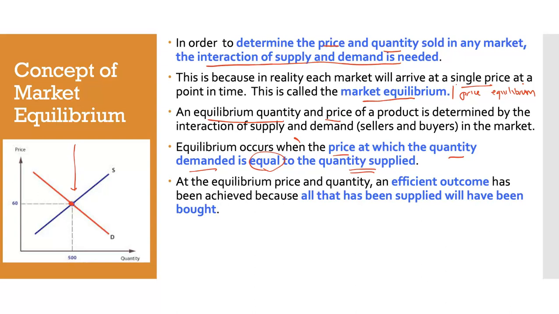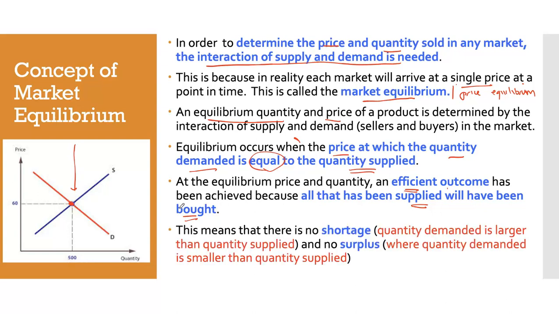Why are we striving for this? At the equilibrium price and quantity, an efficient outcome has occurred. It is efficient because all that has been supplied has been bought, and everyone who demanded a product got one. This means if everyone who wanted one got one, and everything that was supplied was sold, we have no shortage, which would occur if the quantity demanded is larger than the quantity supplied, and no surplus, which occurs where quantity demanded is smaller than quantity supplied.